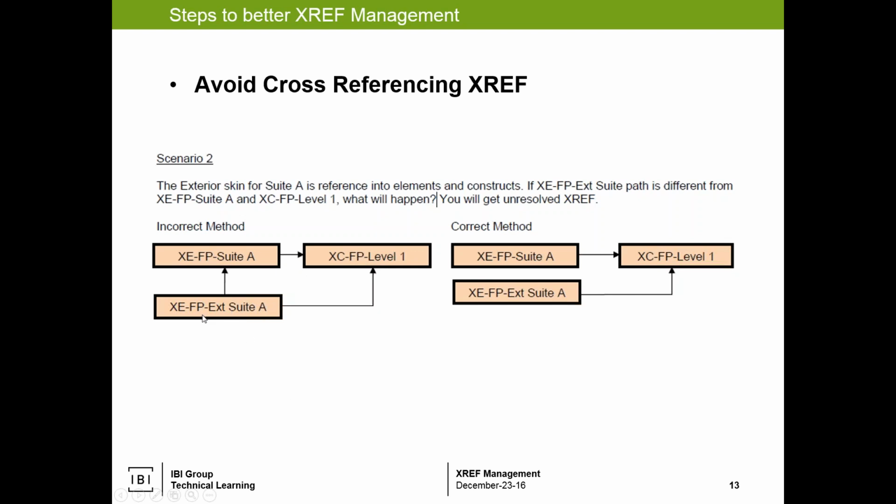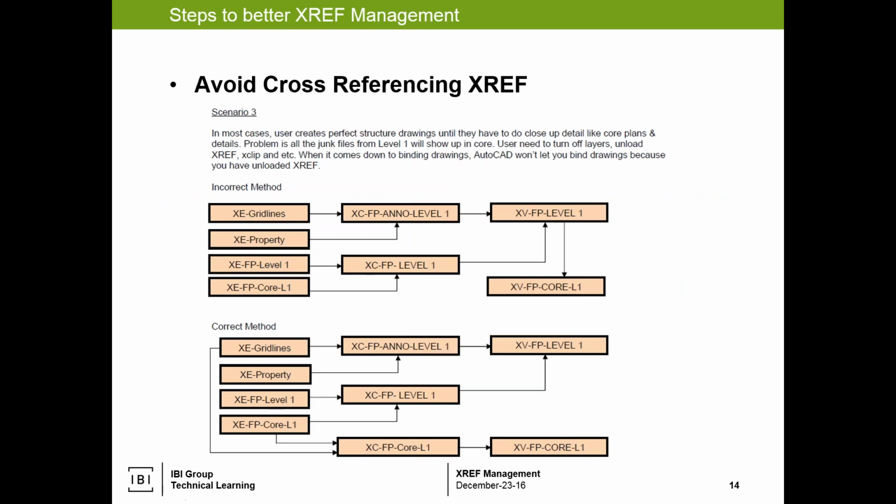And in one scenario, if this XREF path into this is different from this XREF path into this, you're going to get an unresolved XREF. Okay? Just to be aware. What you should be doing is that XE should only go to XC, and then XE should only go to XC. So this is why I said avoid this cross-referencing, because this is what kills a lot of people. I wouldn't say people, but it just kills your time, okay? Because most of the time people can't figure out why their XREF is not binding, and it's because you have a lot of this that you should be avoiding.